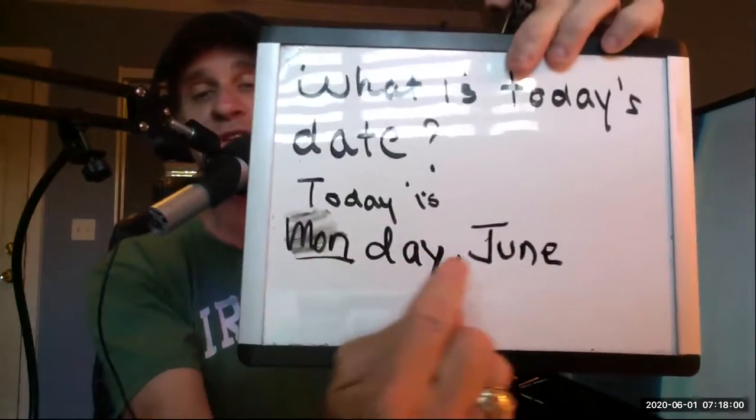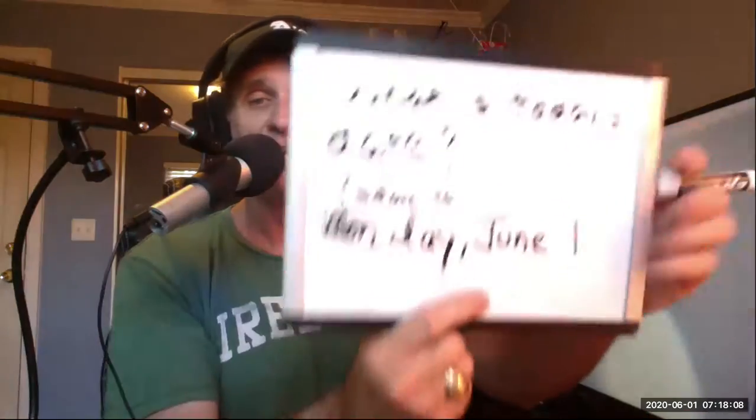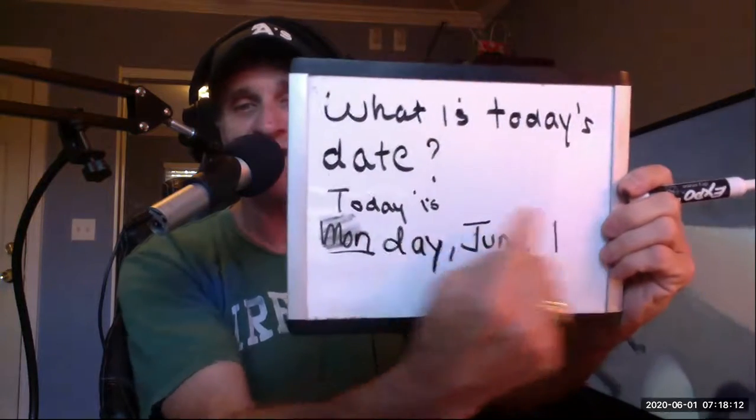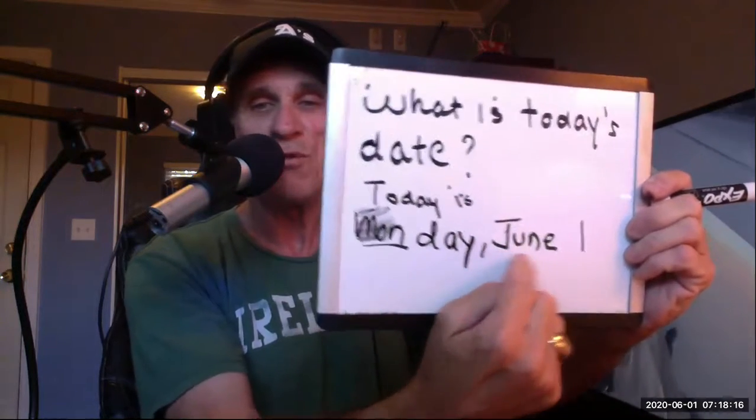It's June. June is the new month. And of course, we say June 1. June 1 today. Right, Leo? Today is Monday, June 1.